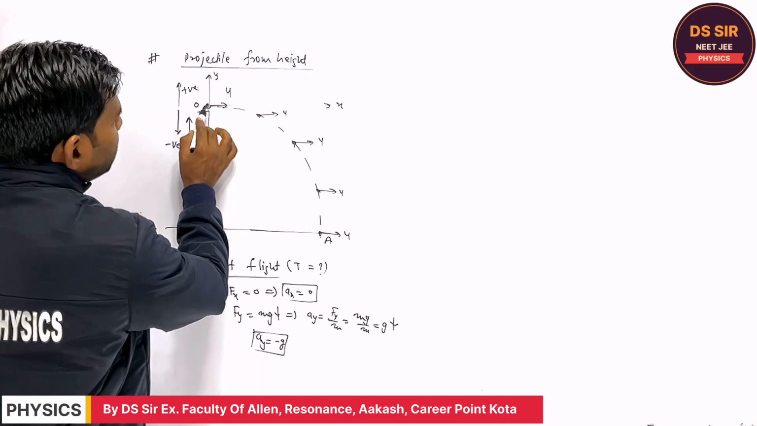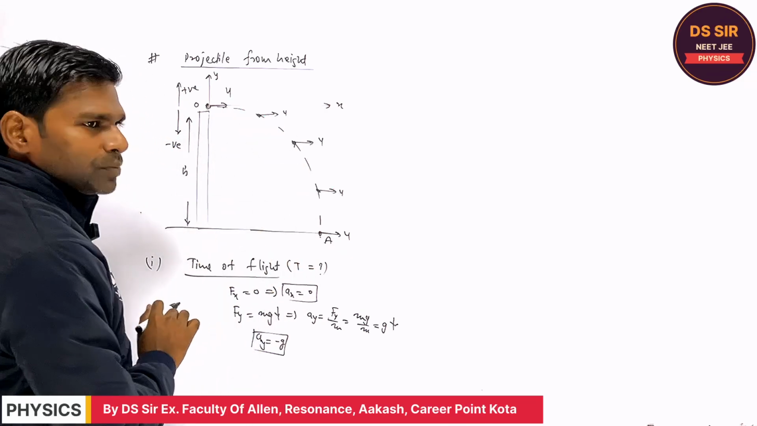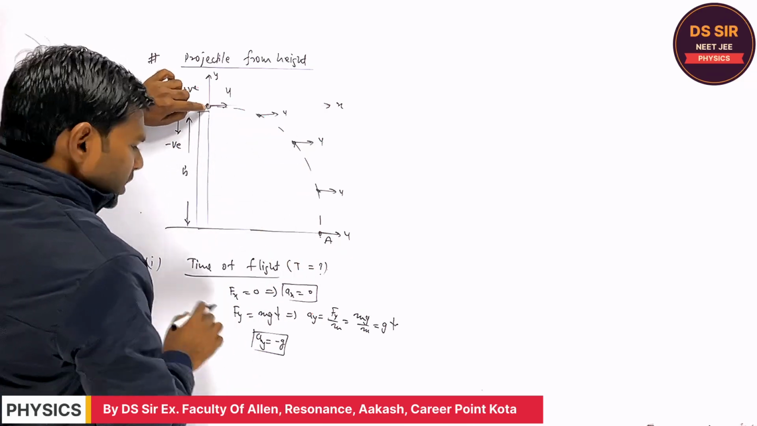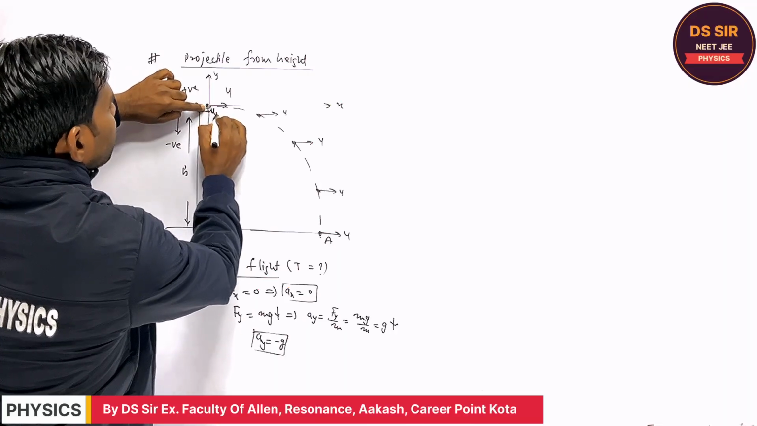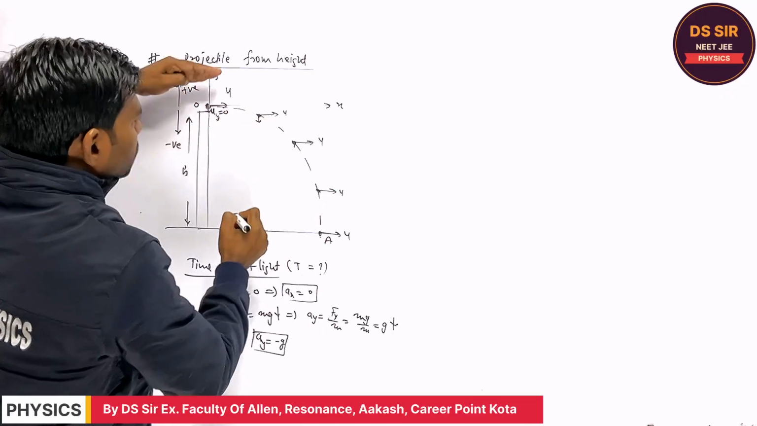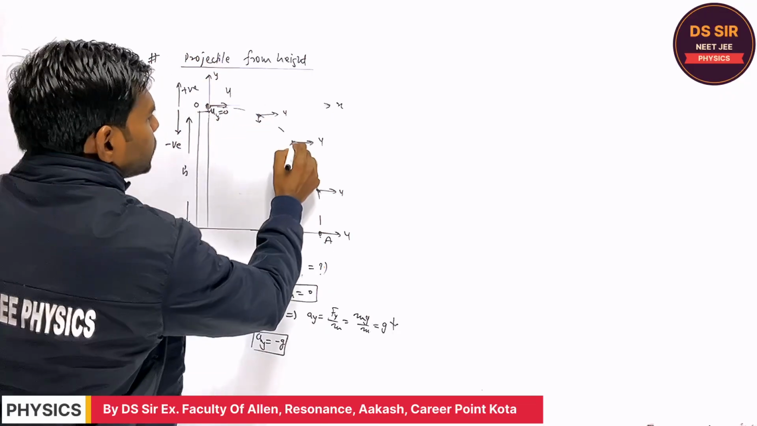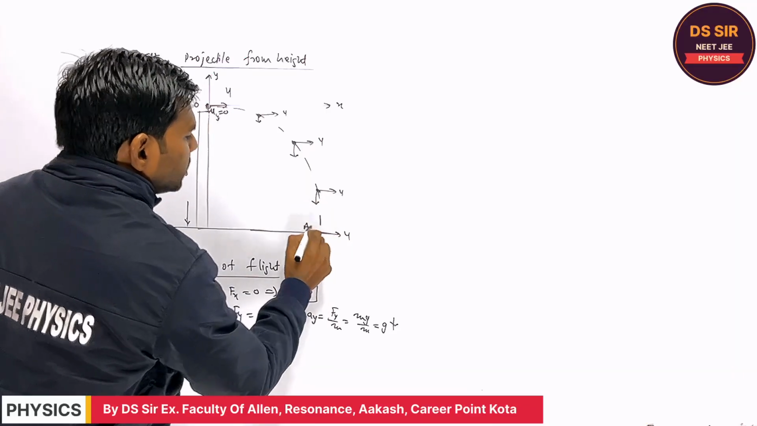So to find the time of flight from here to here, this is parabolic motion. Listen to one thing: what is the initial vertical velocity? Say 0. And because of the acceleration in the downward direction, the velocity will continue to increase. Is it clear or not?